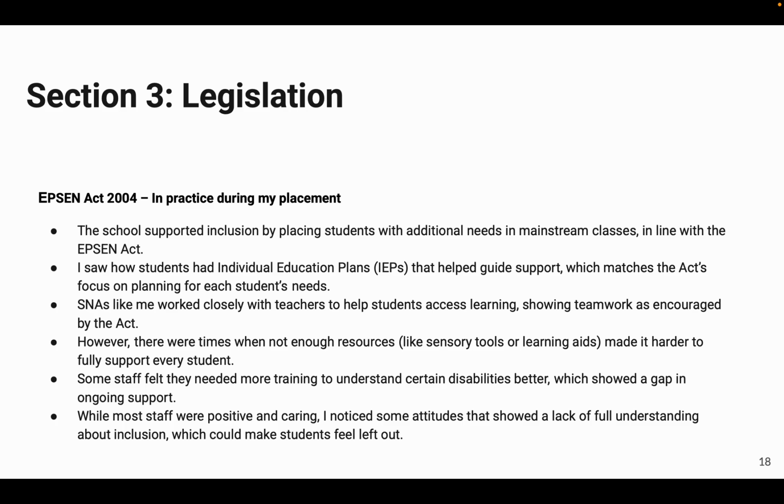However, there were times when not enough resources, like sensory tools or learning aids, made it harder to fully support every student. Some staff felt they needed more training to understand certain disabilities better, which showed a gap in the ongoing support. While most staff were positive and caring, I noticed some attitudes that showed a lack of full understanding about inclusion, which could make students feel left out.